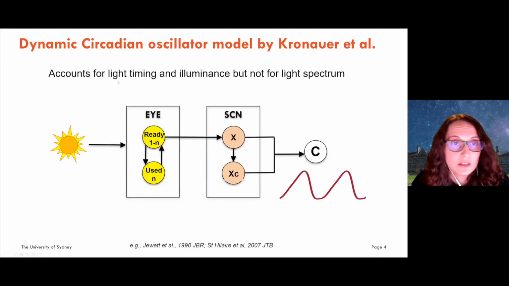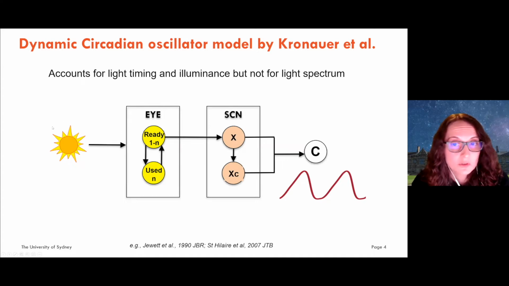And probably so far the best existing model for the circadian oscillator was developed now almost 3 decades ago by Kronauer and his team at Harvard. This model is based on the so-called van der Pol oscillator, and it accounts for the effects of light on the circadian phase. And it mainly incorporates the effects of timing and the intensity of light.